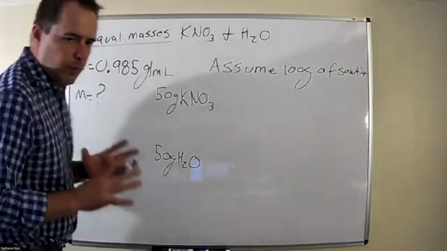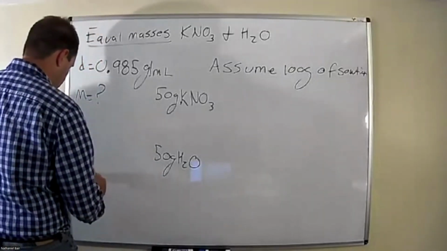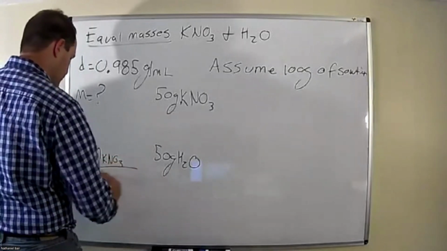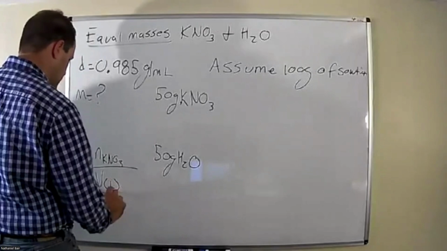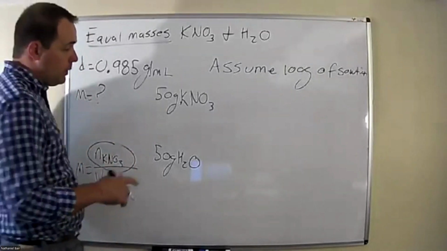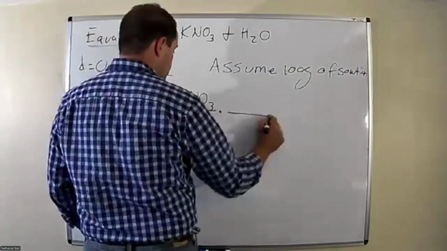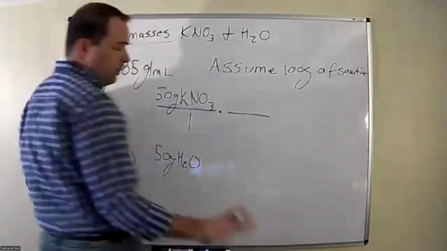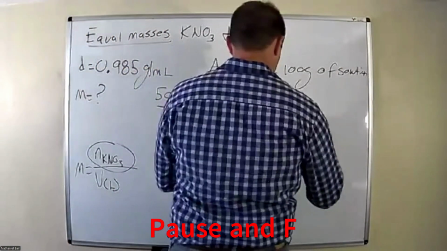And now, if we think about the molarity formula, molarity is the moles of the solute, KNO3, divided by the volume of the solution in liters, we can get the numerator pretty easily. All we need to do is a little of that simple stoich stuff. So why don't you convert the mass of potassium nitrate into moles? Go ahead and get that number.